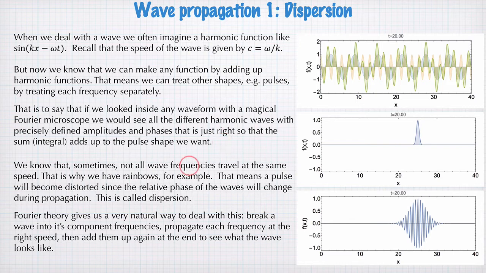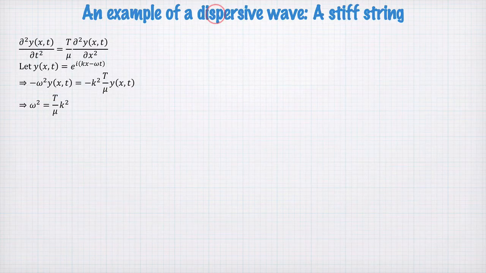So in the next few videos, what I'm going to describe is exactly this process, how we use Fourier methods to break a wave up into its component frequencies, propagate it forward, and then add it back together. Let's begin our journey through dispersive waves with a wave equation. And we're going to think about the wave equation on a stiff string.